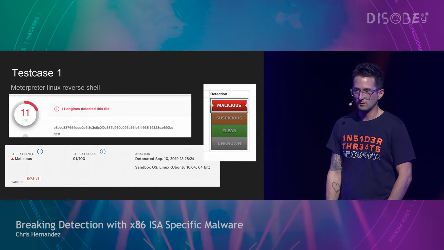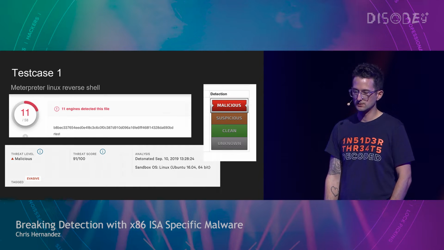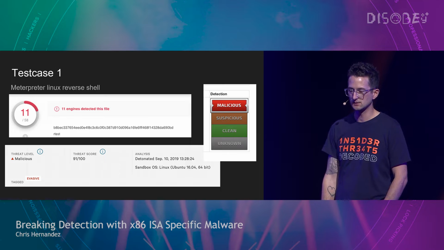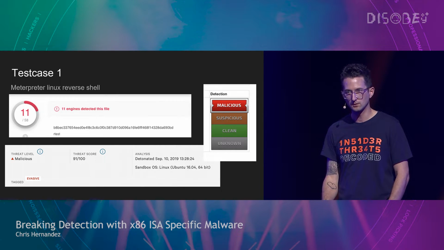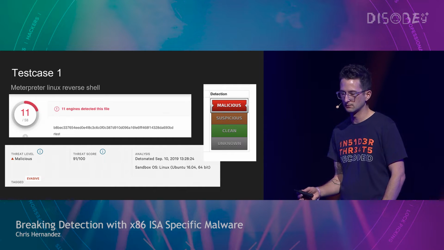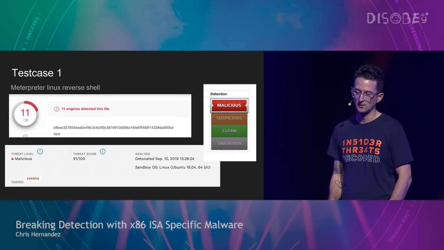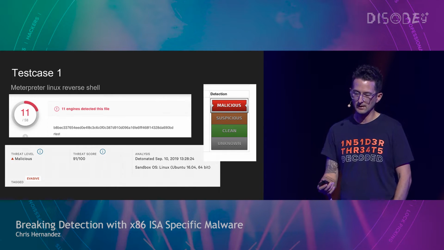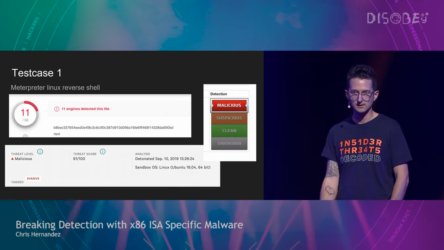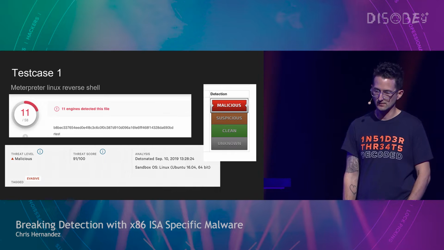So again, our basic test case with generic x86 and x64 opcodes was an interpreter Linux reverse shell. We uploaded it to a couple different sandboxes and VirusTotal, and it was scored appropriately. So out of 100 being completely bad, it scored a 91, or ranked malicious, and then 11 out of roughly 60 AV engines detected the file. No surprise there, right? It's an interpreter.